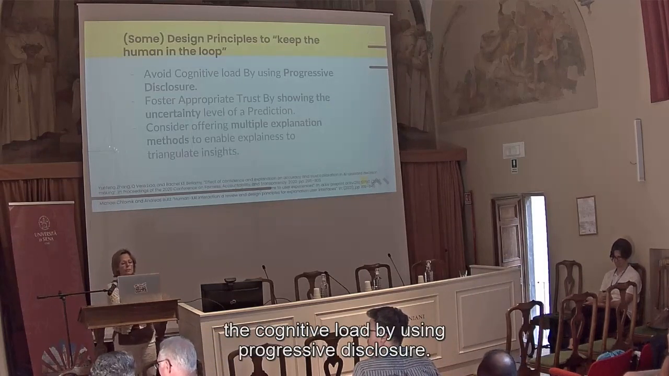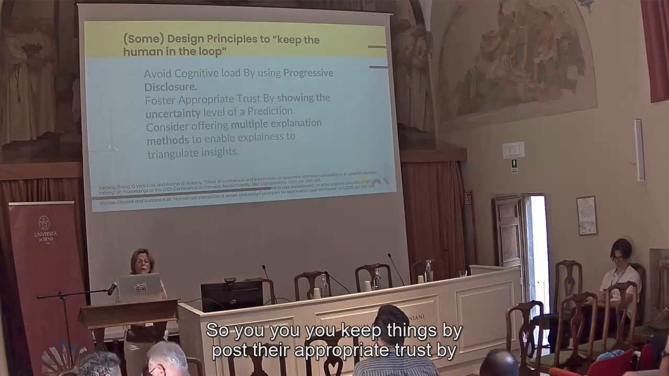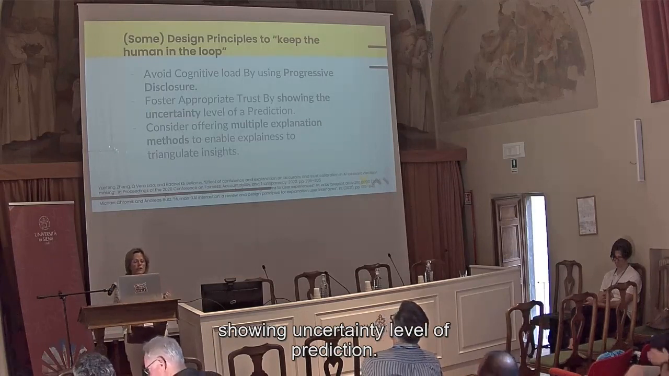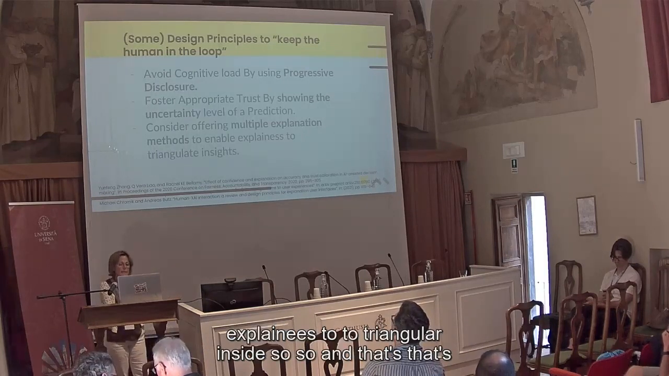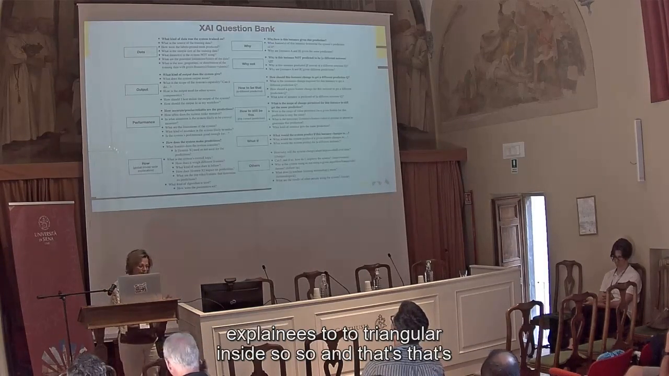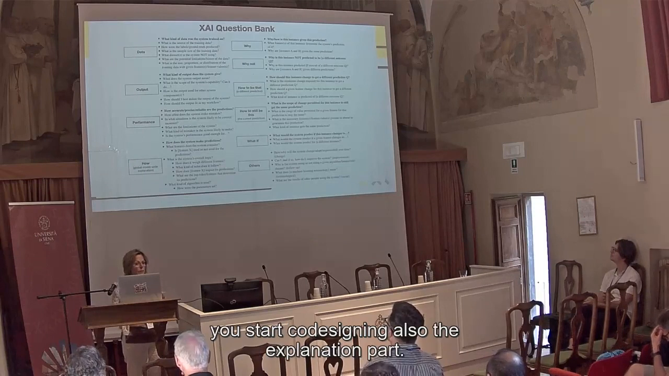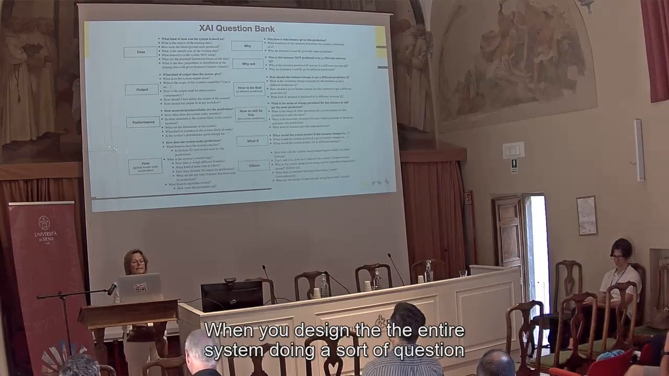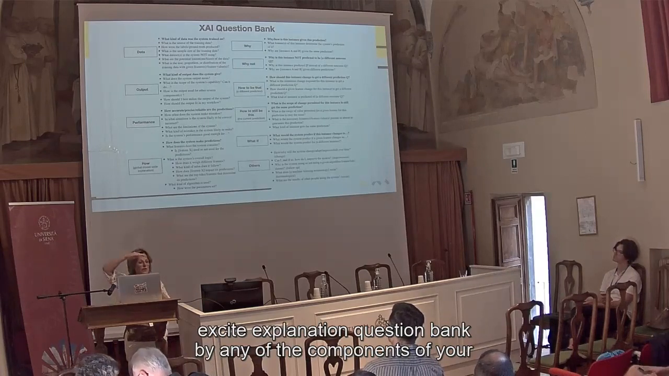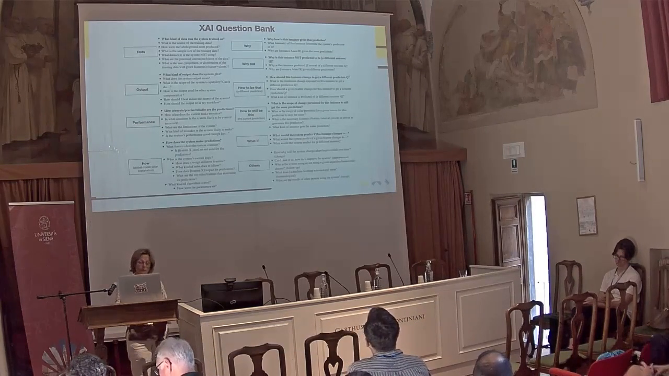So avoid the cognitive load by using progressive disclosure. Foster appropriate trust by showing the uncertainty level of the prediction. Consider offering multiple explanation methods to enable explainees to triangulate insight. So the idea is that when you design, since the beginning, you start co-designing also the explanation part when you design the entire system, doing a sort of question XAI explanation question bank for any of the components of your system.